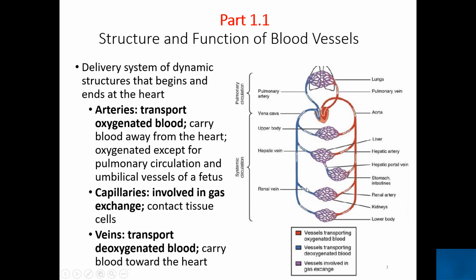The deoxygenated blood right now through the veins will be transported back to the heart. The only exception from that rule would be pulmonary circulation, where a pulmonary artery carries deoxygenated blood to the lungs, where that blood receives oxygen, and that now oxygenated blood returns back to the heart.